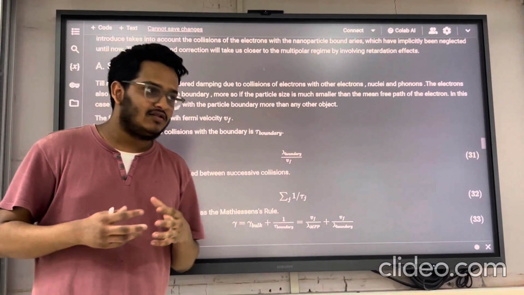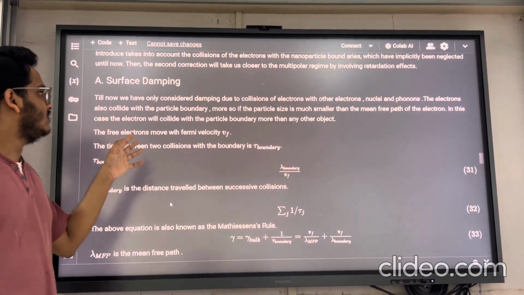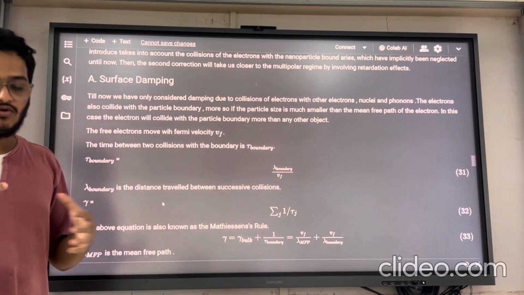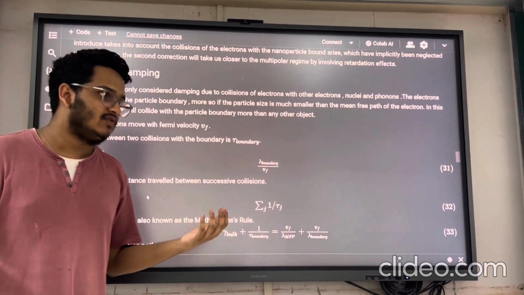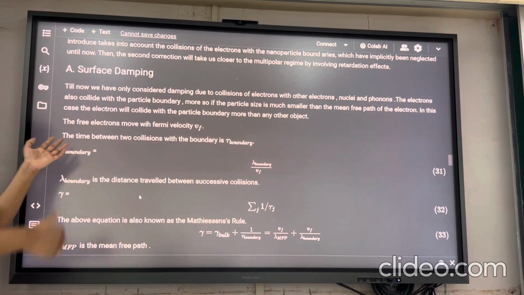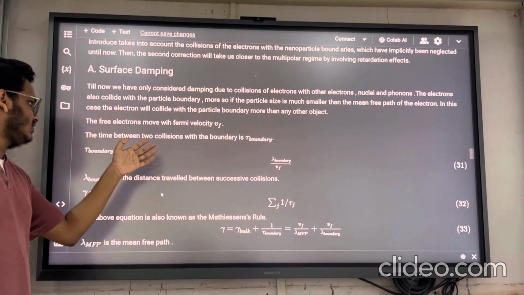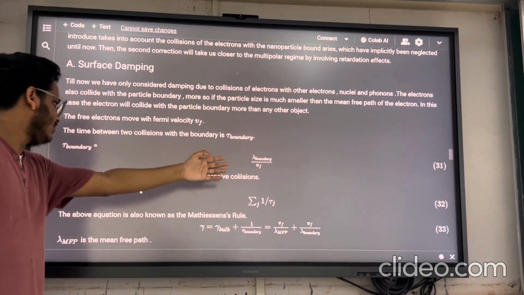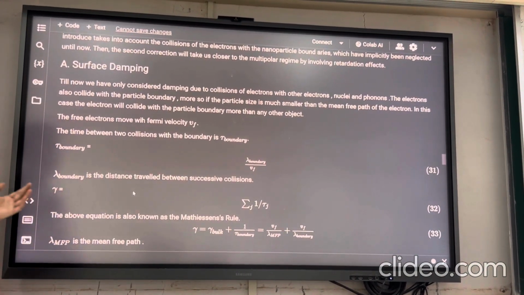Okay. Now, earlier when calculating the damping factor gamma, we only took in collisions of electrons with other electrons, nuclei and phonons. But the electrons also collide at the surface boundary of the nanoparticle, which is also very relevant. So we say that let the electrons move with the Fermi velocity Vf, and the time between two collisions within the boundary is tau boundary, and tau boundary is thus defined as lambda boundary by Vf, and lambda boundary is the distance travelled between successive collisions.